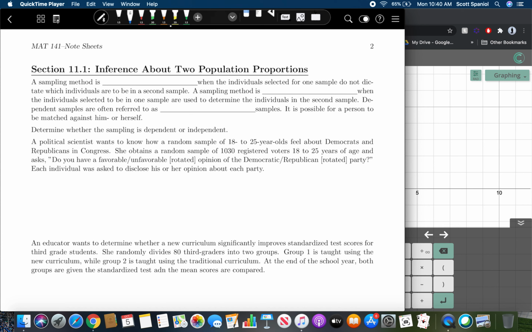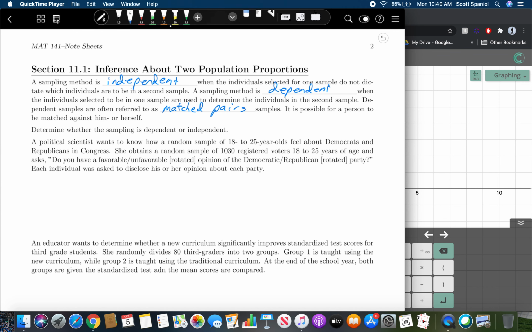So here we go on page number 2. A sampling method is independent when the individuals selected for one sample do not dictate which individuals are to be in the second sample. A sampling method is dependent when the individuals selected to be in one sample are used to determine the individuals in the second sample. Dependent samples are often called matched pairs samples, and it is possible for a person to be matched against him or herself.